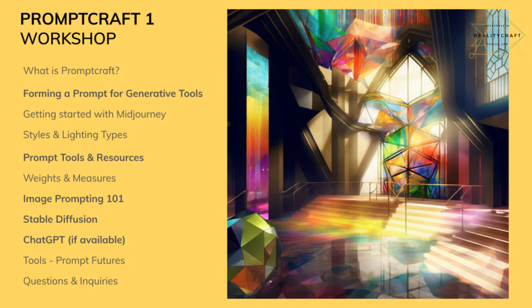We're going to be discussing what Promptcraft is and how to form and frame a prompt for different types of generative tools. We're going to get started with Midjourney, but we're also going to be looking at Stable Diffusion today. We're going to talk a little bit about styles, lighting types, keywords, tips and tools, resources, weights and measures, and other parameters that change how you get something out. We're going to discuss image prompting and how to prompt from an image. We are going to be exploring use of Stable Diffusion. We might get to ChatGPT today, although to be honest, it has not been up and working for many of us, so it may not happen today. We'll just discuss it more than get a chance to get in there. But we'll wrap up with some tools and some time to be interactive together.